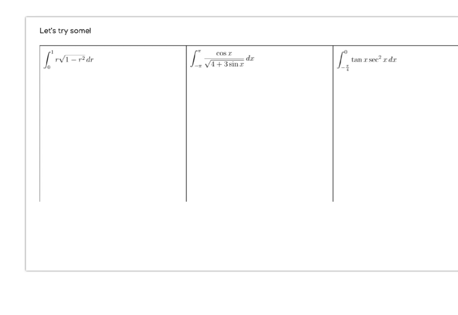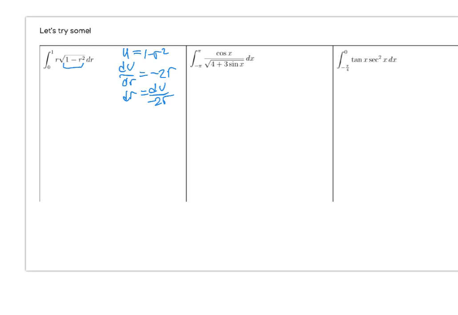So for the first one, I've got a couple of different functions to choose from. I've got r, I've got square root stuff, I've got 1 minus r squared. The thing that is stuck on the inside of something is the 1 minus r squared. So I'm going to set that equal to u and see if that works. That's going to give us u is equal to 1 minus r squared. Du dr, because we're in r this time, is going to be 0 and then minus 2r. Dr is going to be du over negative 2r.